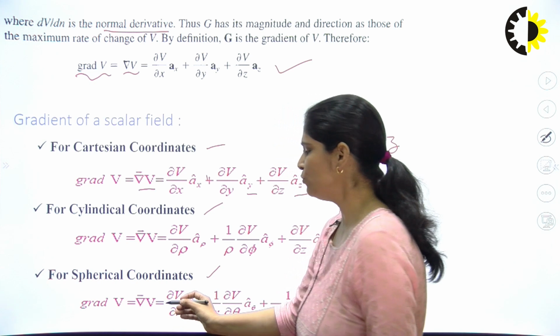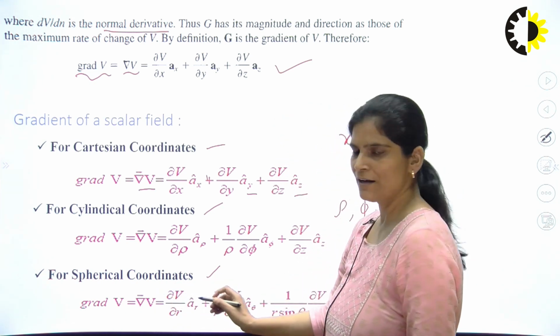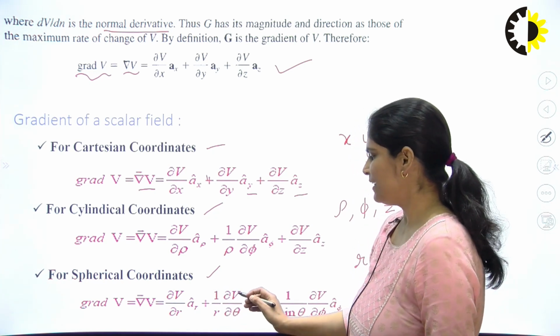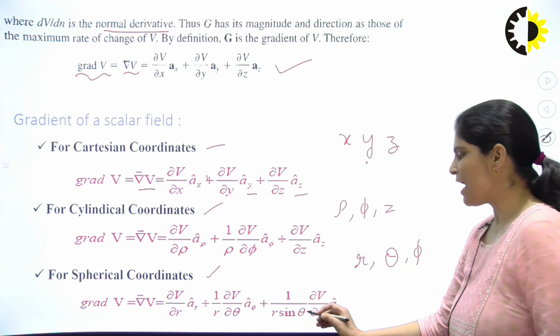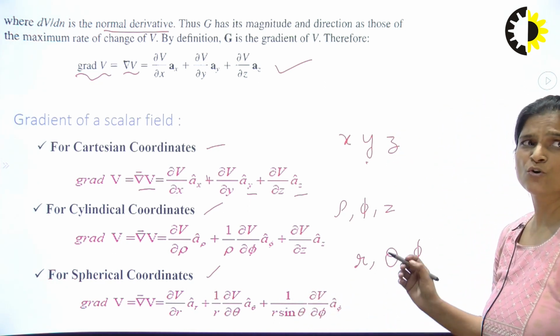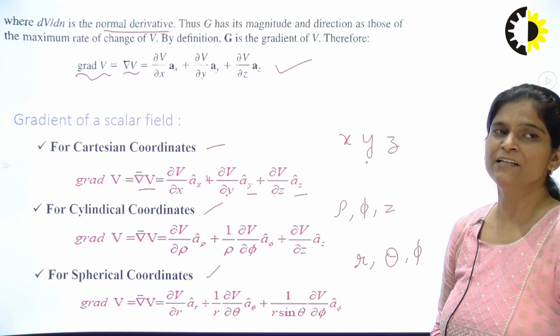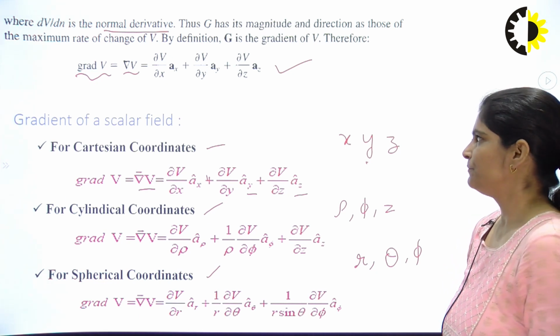Del V, gradient V, is equal to del V upon del r unit vector of r plus 1 upon r del V upon del theta unit vector of theta plus 1 upon r sin theta del V upon del phi unit vector of phi. So these are the gradient of a scalar field in Cartesian, cylindrical and spherical coordinates.